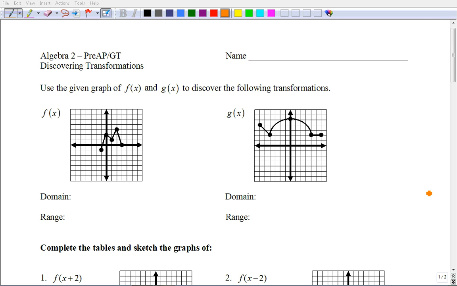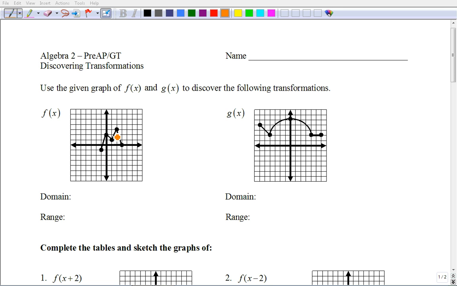Use the given graph of f of x and g of x to discover the following transformations. On the left we have f of x, which looks like a little m, and then for g of x we have this curve. First of all, let's look at the domain and range. For this video and worksheet, I'm going to be using interval notation, but know that you could use set builder notation as well.